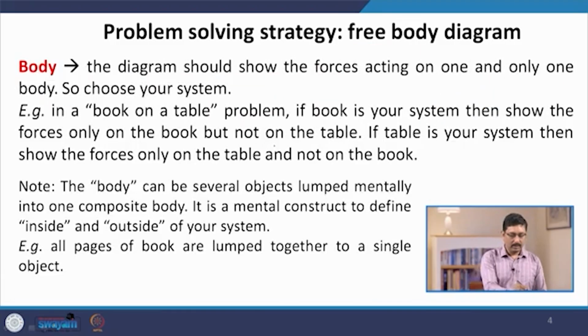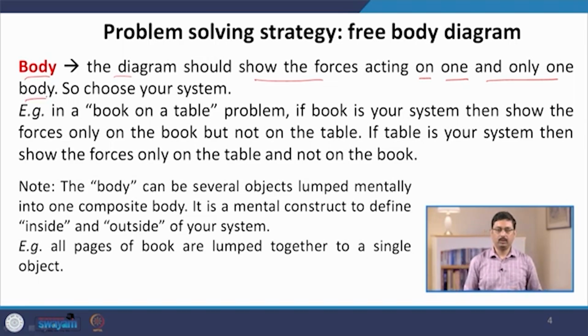The next word is body. So, the diagram, the forces on what? The diagram should show the forces acting on one and only one body. This is very important. Do not try to draw the forces on many different parts of your system. First you choose your system, very clearly define what is your system.